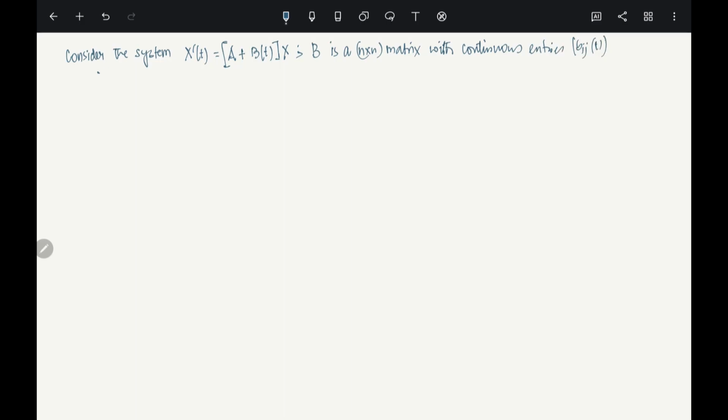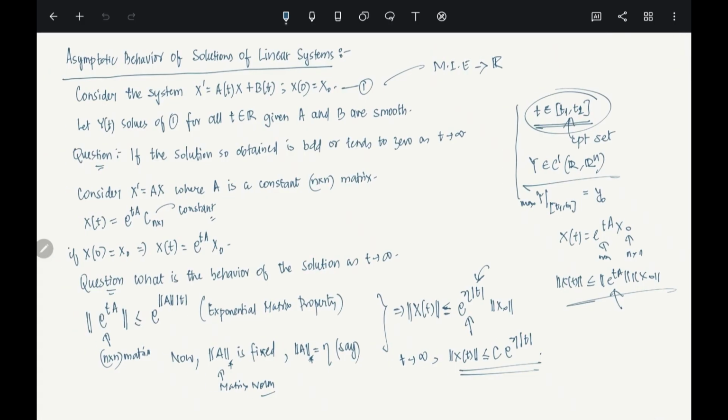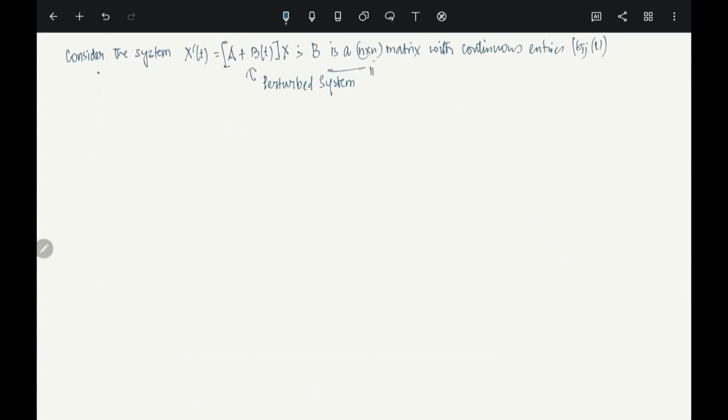Now, this type of system is called a perturbed system. We'll just call it that for namesake. It's not anything special. Let's call it system 2, the perturbed system. And how is it perturbed? The matrix A is perturbed by B(t). It is a constant coefficient matrix, but I'm just perturbing it with a variable coefficient.